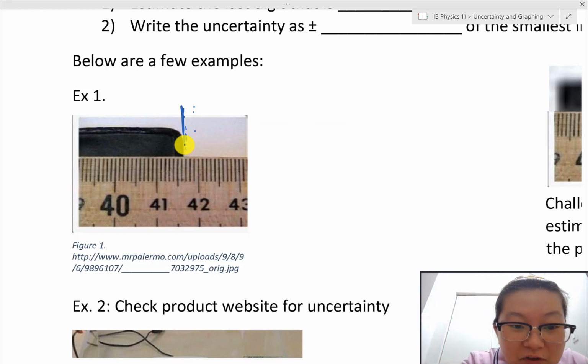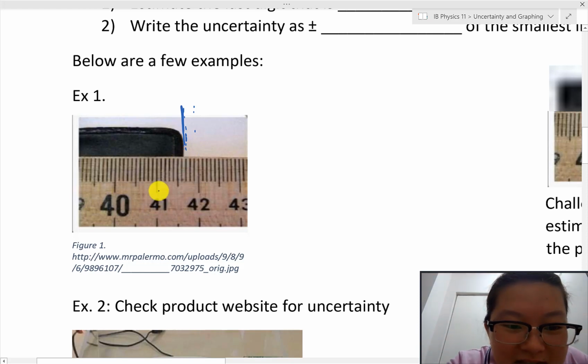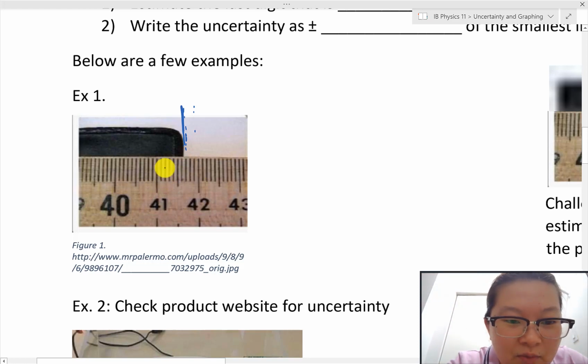Okay, so then some of you might say, well, this is definitely 41 centimeters. And now we have the little gradations that are going to be measuring in millimeters. So that's 41, 2, 3, 4, 5, 6.